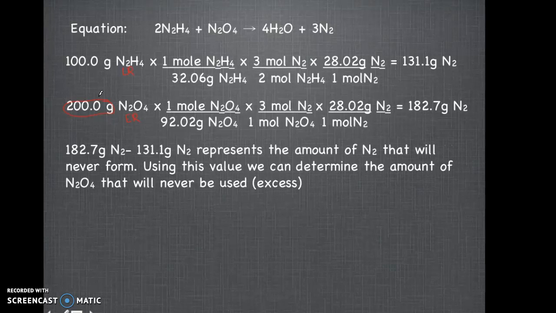So here's one way you could do this. This is the very first way that you could do this problem. We earlier solved for 131 grams of nitrogen. We said that this was our actual theoretical yield. And then with the 200 grams of N2O4, it says that we can make about 183 grams of nitrogen.